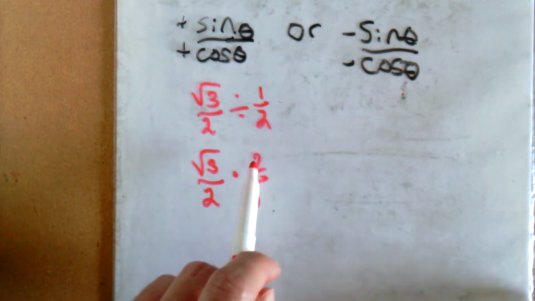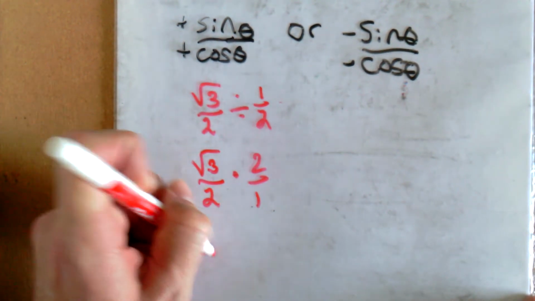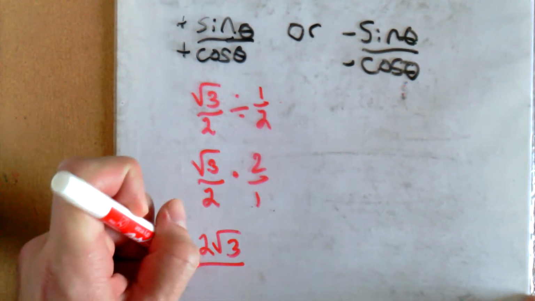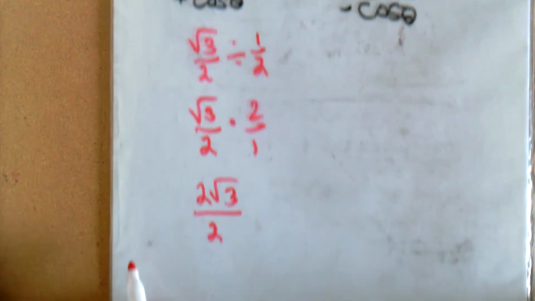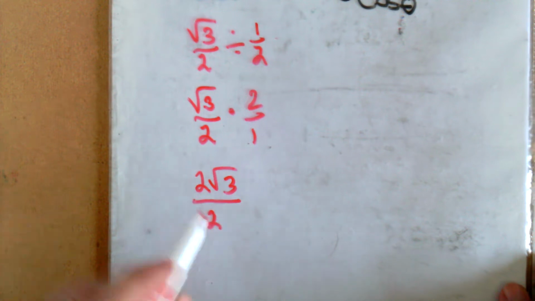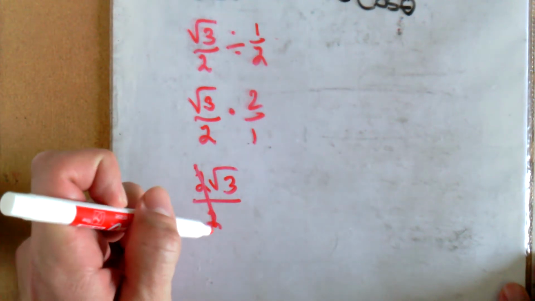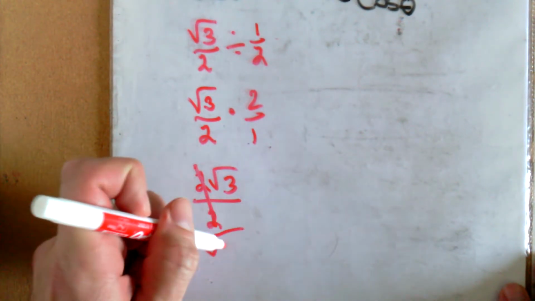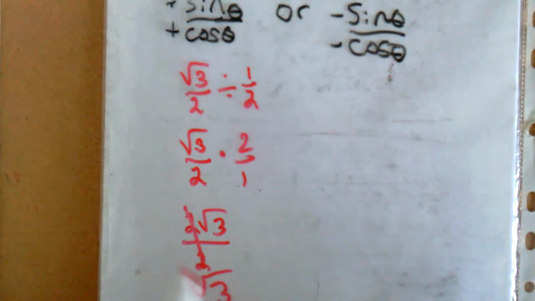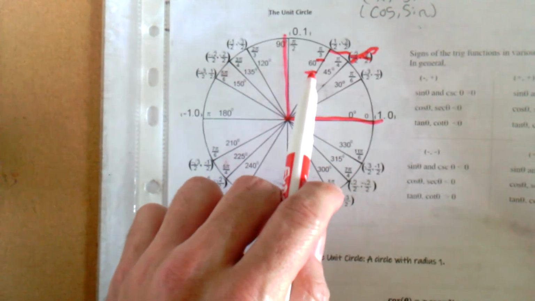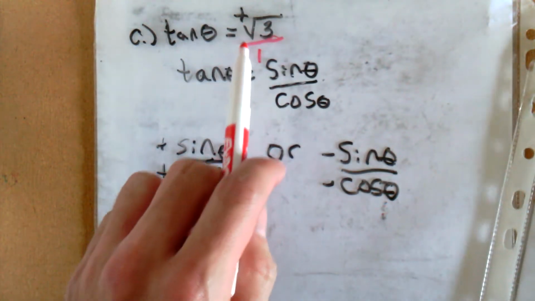So the square root of 3 times 2 gives us 2 square root of 3 over 2 times 1, which is 2. Now notice we can simplify this because we have 2 over 2, which is just 1. And that will just leave us with the square root of 3. That's exactly what we wanted. So that tells us that at 60 degrees, when we divide sine over cosine, tangent equals the square root of 3.